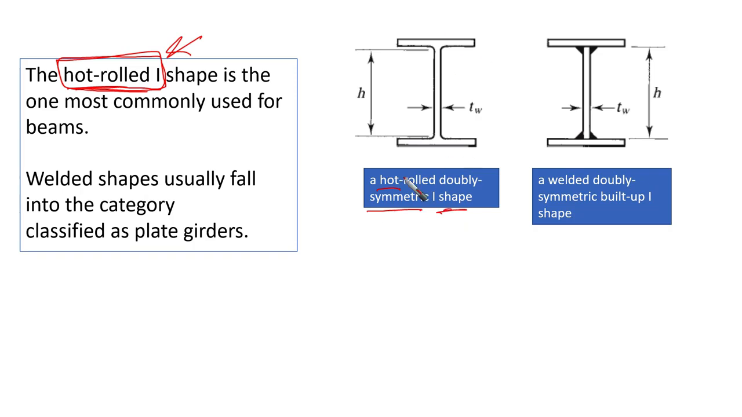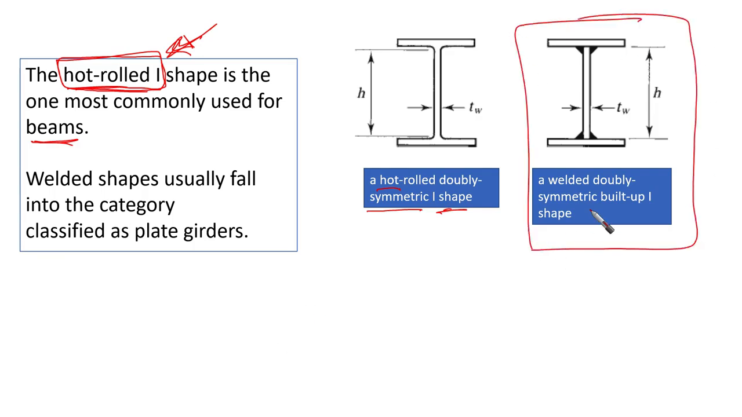As you can see, this is manufactured as we said. This is the method of manufacturing for this. It's the one most commonly used for beams. The other one is the welded doubly symmetric built-up I shapes. Welded shapes usually fall into the category classified as plate girders. We're going to find this whenever you design bridges, for example.